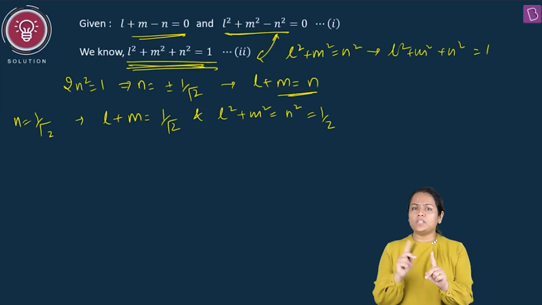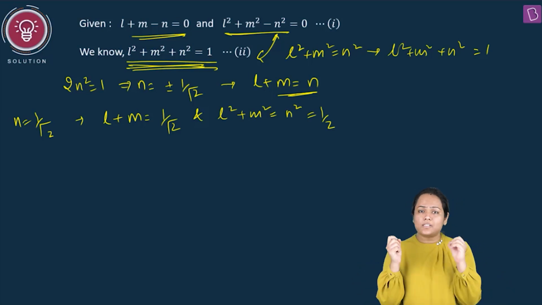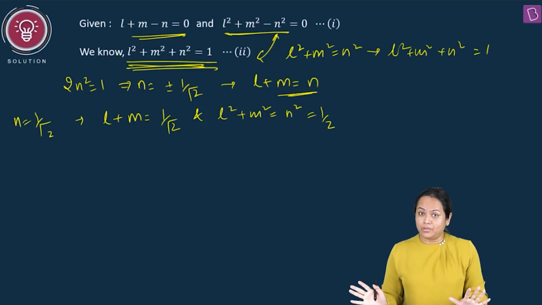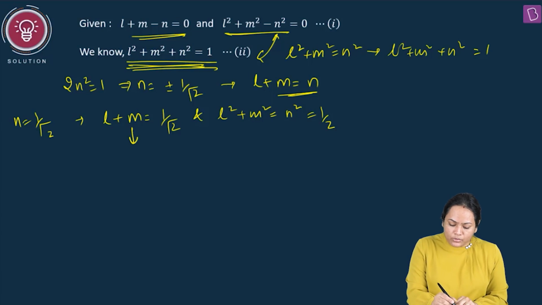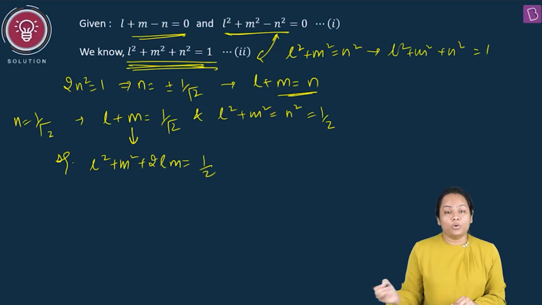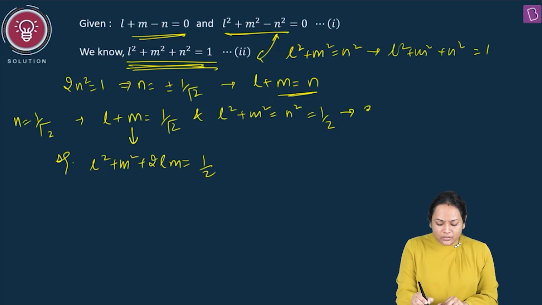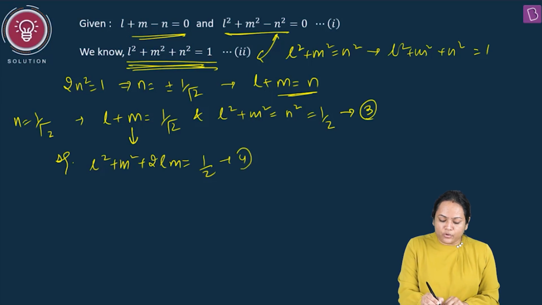So I have two equations in L and m, and obviously this is very easy to solve and get the values of L and m, right? So here what I'm going to do, I'm squaring this equation. It's going to give me L square plus m square plus 2lm is equal to 1 by 2. Okay, so this is what we have got. So let me take this as third and this as fourth equation.